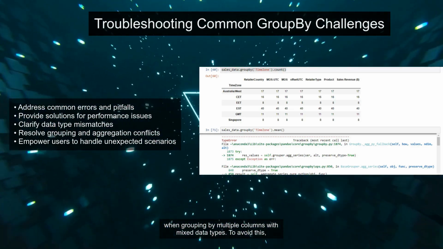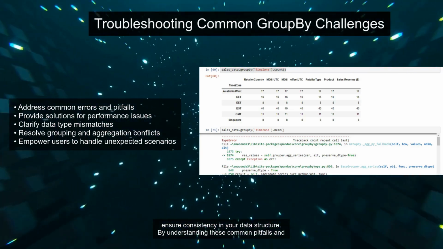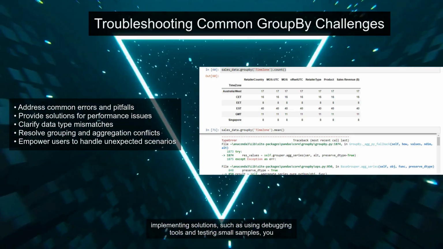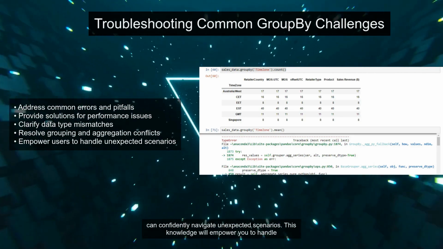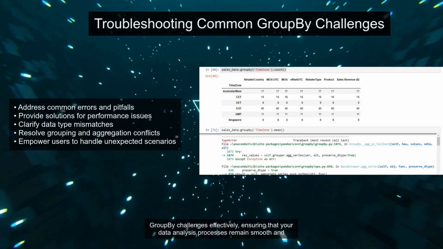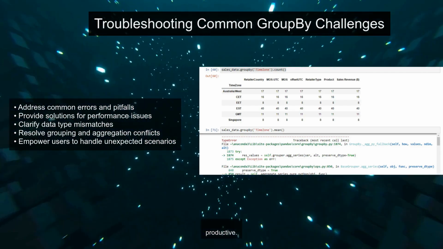Additionally, conflicts can arise when grouping by multiple columns with mixed data types. To avoid this, ensure consistency in your data structure. By understanding these common pitfalls and implementing solutions, such as using debugging tools and testing small samples, you can confidently navigate unexpected scenarios. This knowledge will empower you to handle GroupBy challenges effectively, ensuring that your data analysis processes remain smooth and productive.